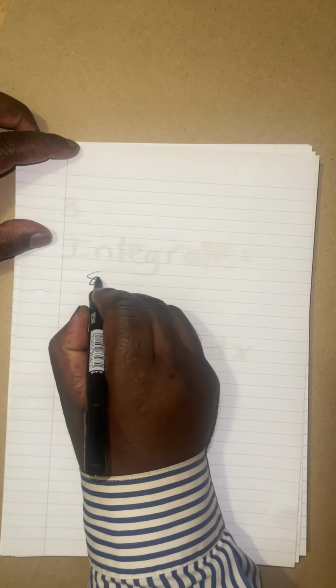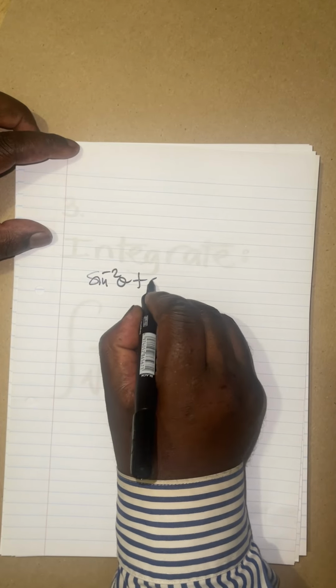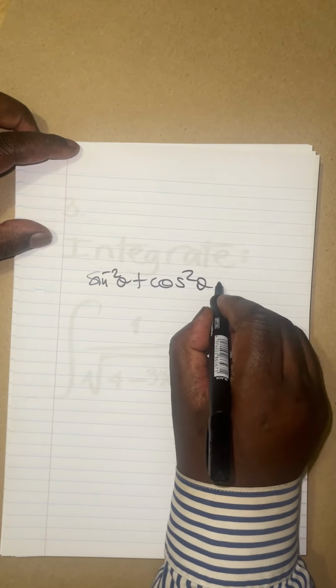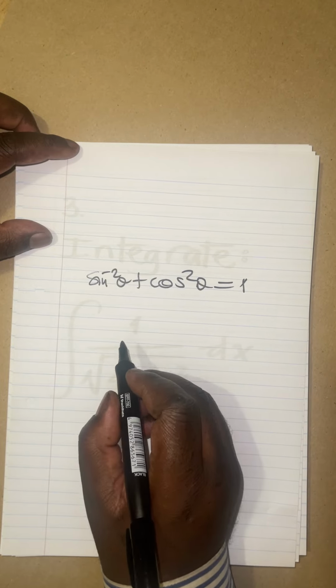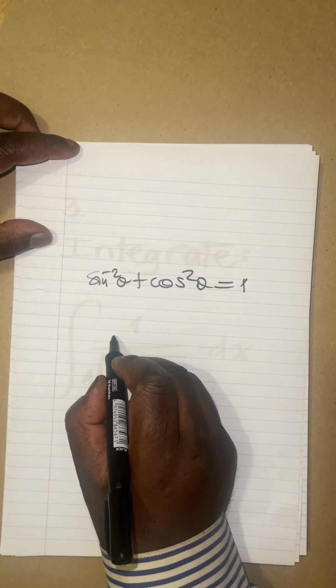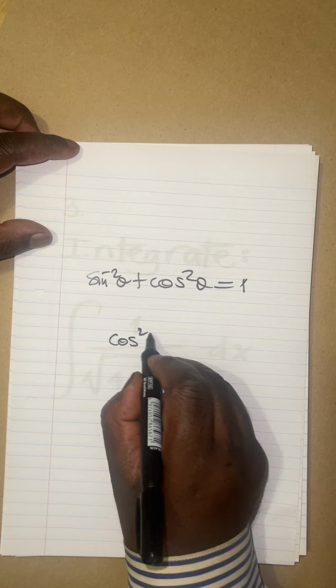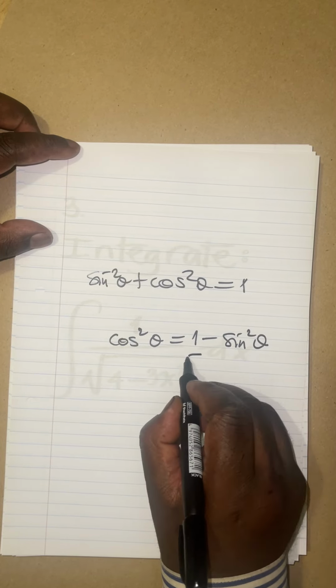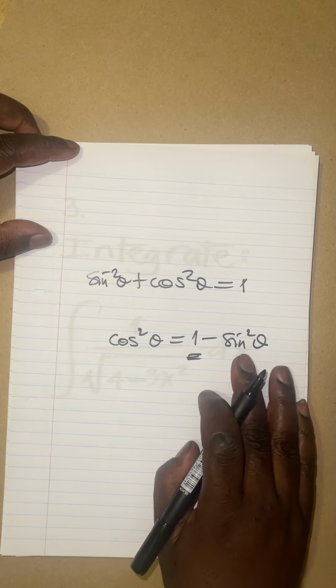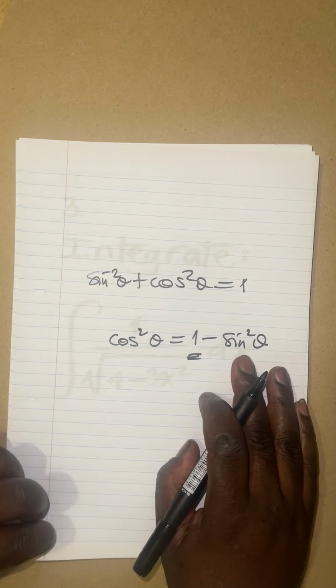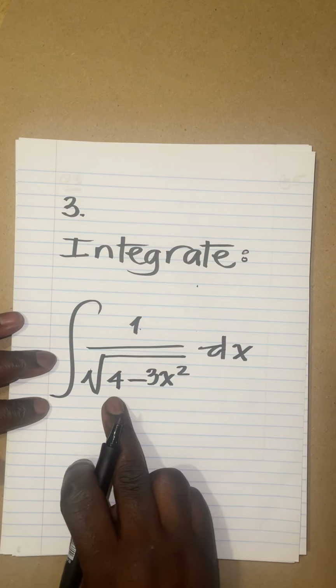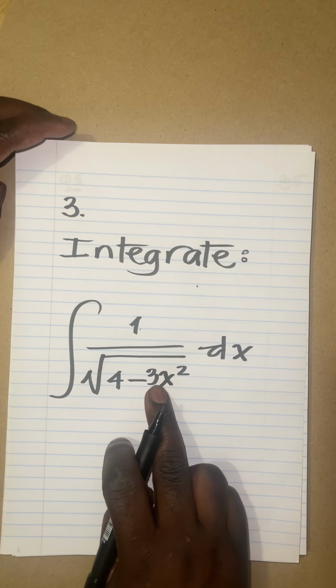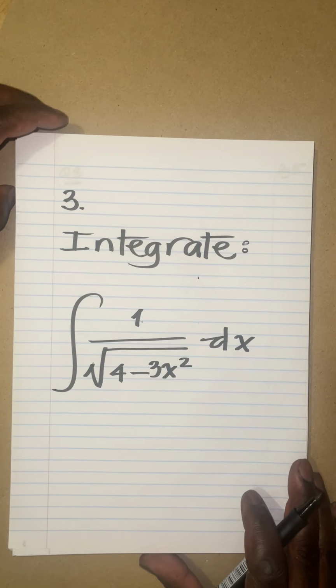Remember we said sine squared theta plus cos squared theta equals 1. If you solve for cos squared theta here, you're going to have cos squared theta equals 1 minus sine squared theta. There must be a 1. Whatever you have there will be replaced by sine squared theta. So here there must be a 1, and whatever is here will be replaced by sine squared theta.